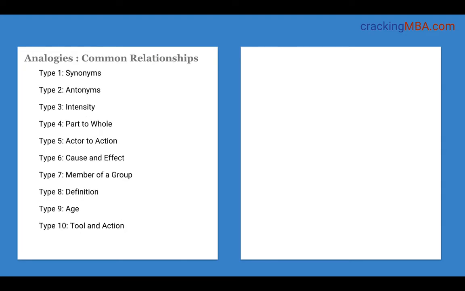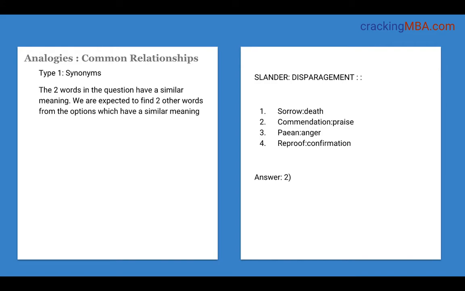Now let us look at the common types of relationships that exist in analogies. There could be synonyms, antonyms, intensity, part to whole, actor to action, cause and effect, member of a group, definition, age, and tool and action. So let's look at examples of all of these so that you get a better picture of how to solve these kinds of questions. First is synonyms.